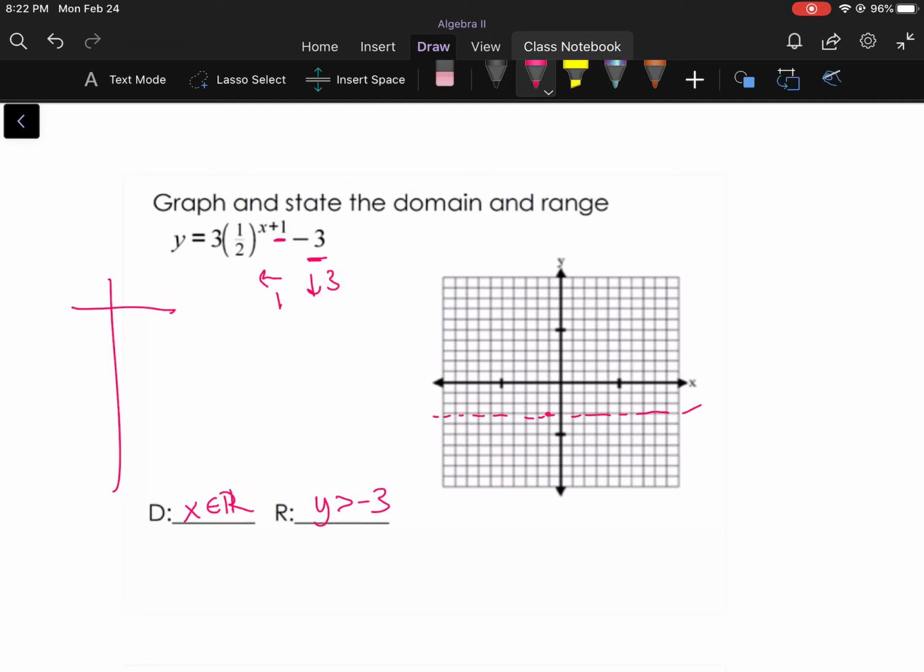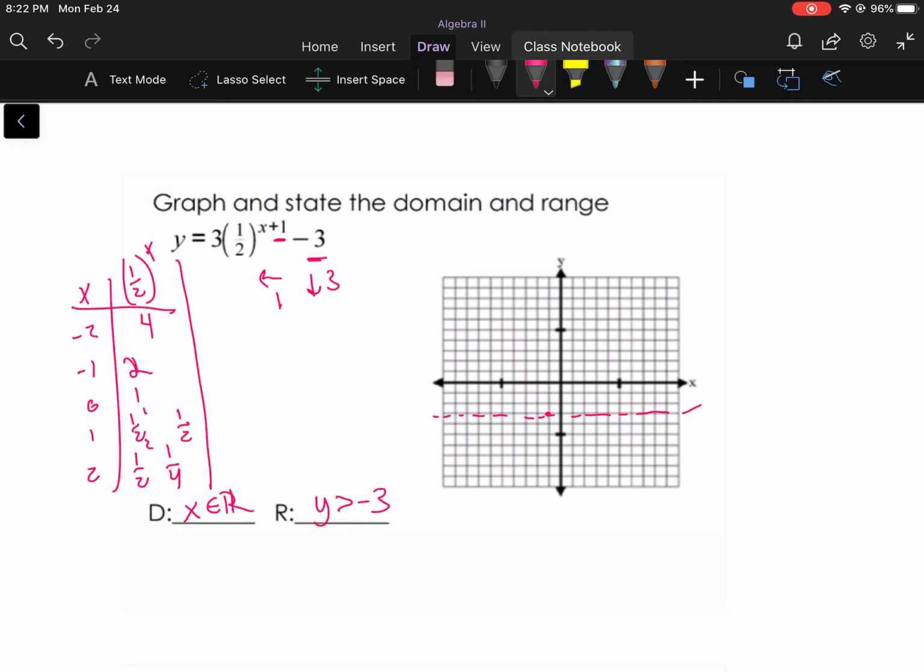Okay. -2, -1, 0, 1, and 2. My parent function is (1/2)^x. Okay, so I'm going to go with the bottom one again first. So 1/2 squared is 1/4. So the reciprocal of that, 4. 1/2 to the first power is 1/2. So the reciprocal of that is 2. And then to the 0 power is 1. I'm sorry, that should be 2 up there.